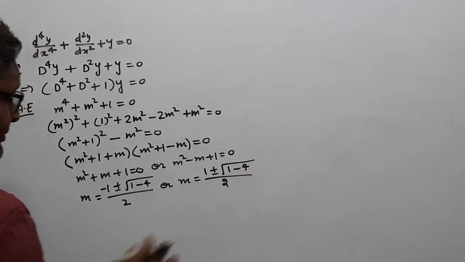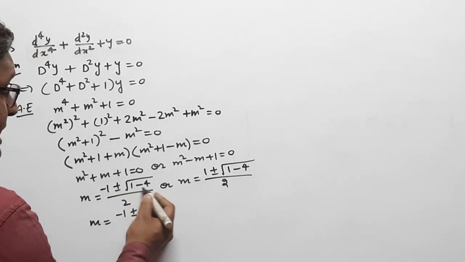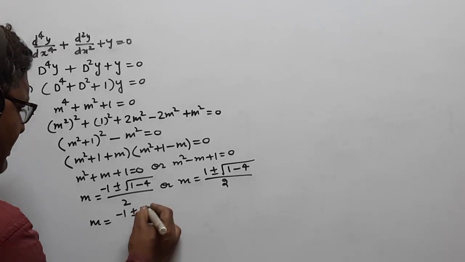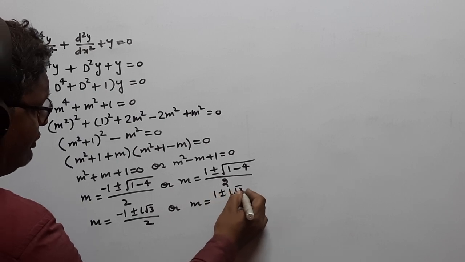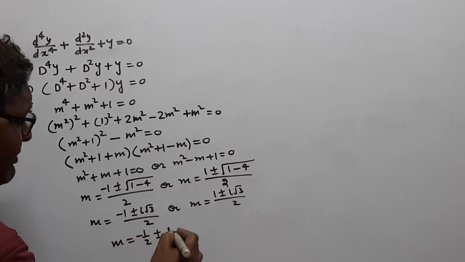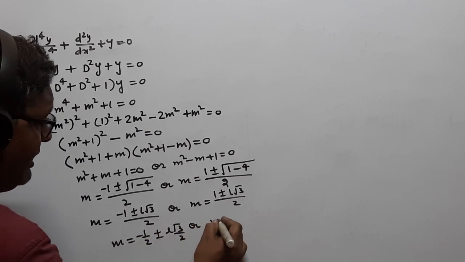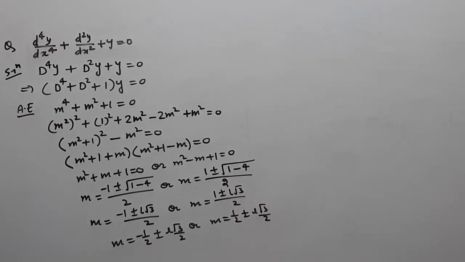So this will be m equals minus 1 plus minus, here this is minus 3, so this can be written as i root 3 divided by 2, and here we also write i root 3 divided by 2. This can be also written as m = −1/2 ± i√3/2, and here also m = 1/2 ± i√3/2. So you can see there are 4 roots of the auxiliary equation and all roots are imaginary.